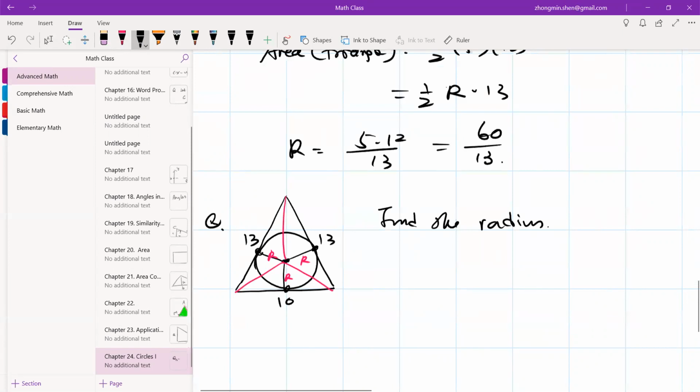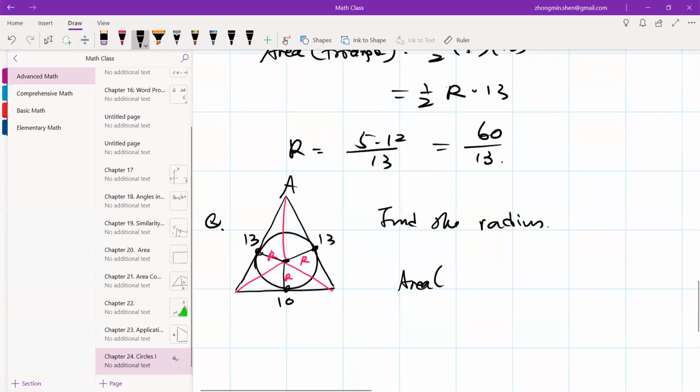First of all, can you find the area of the isosceles triangle? You could use the radius of the triangle and the size of the isosceles triangle. Yeah, the area of the isosceles triangle.